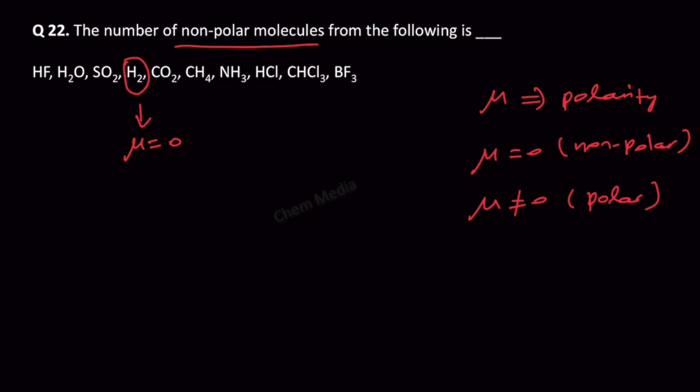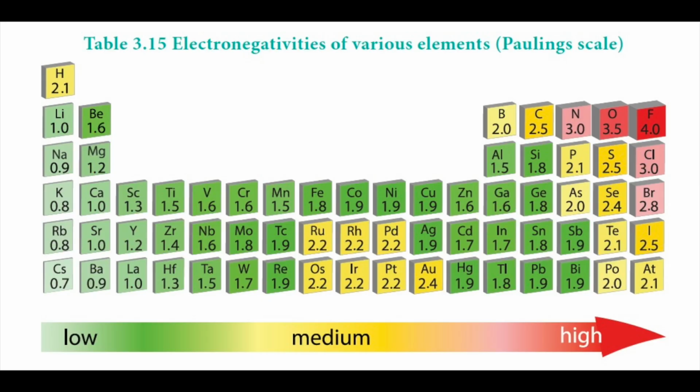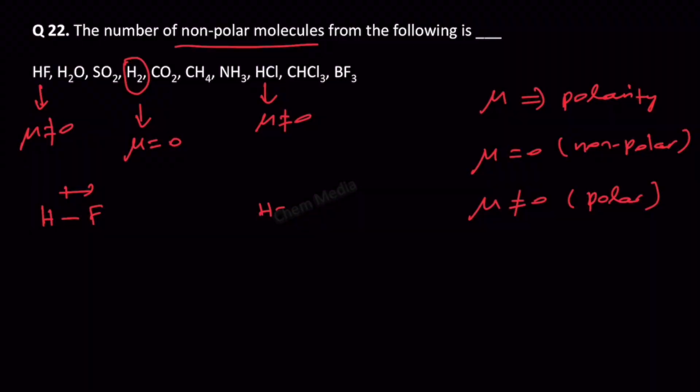On the contrary, heteronuclear diatomic molecules such as HF, HCl, for these ones, the dipole will be non-zero. Why? Because of the electronegativity differences. So basically in HF, the dipole orientation will be this way because fluorine is more electronegative than hydrogen. Likewise in HCl, the dipole moment orientation will be this way.